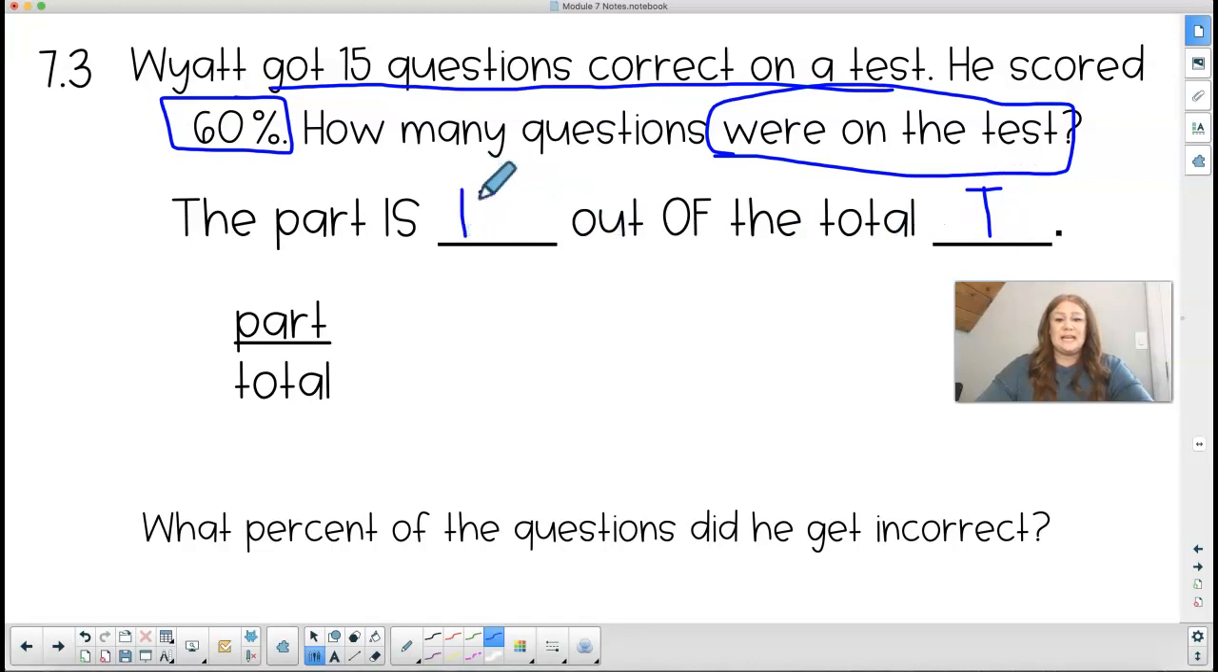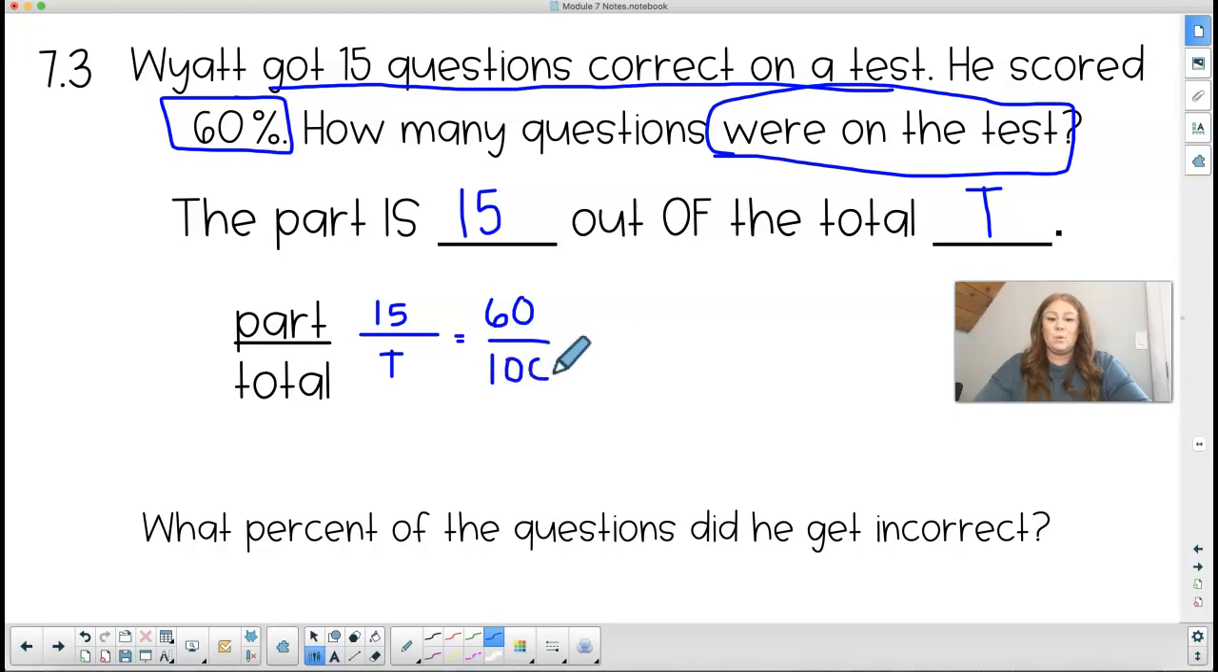So 15 is how many Wyatt had. Out of how many? Well, we don't know that yet. That's what we're looking for. So we know Wyatt had 15. We're looking for the total number of questions on the test. We know 15 is 60%. 15 is 60, right? Is, and percent, 60%, always out of 100. So I can cross multiply here. So I have 60 times t is 60 t's, and that equals 15 times 100.